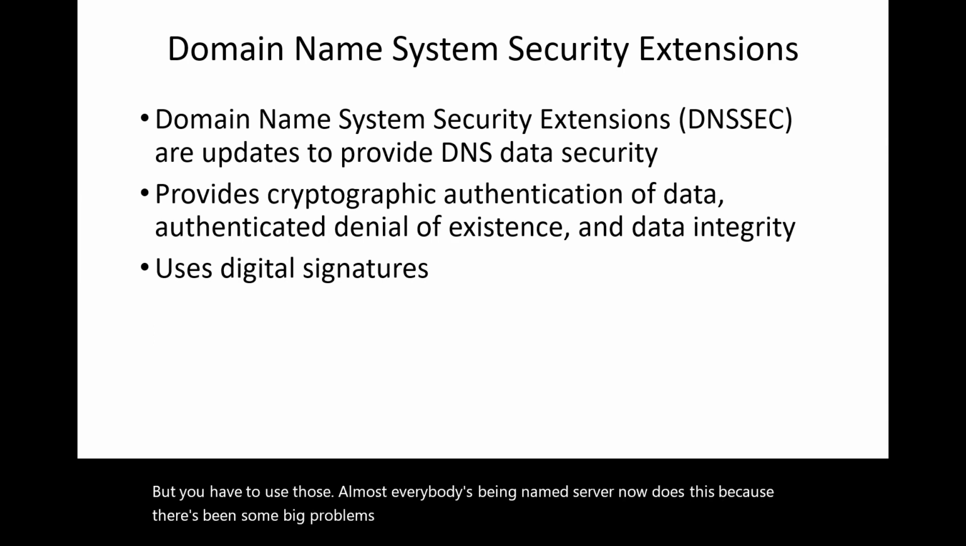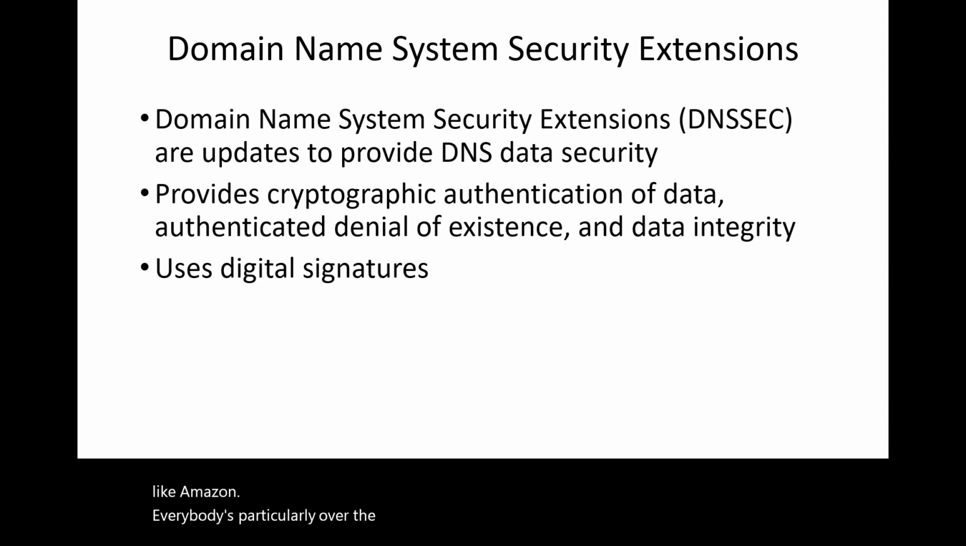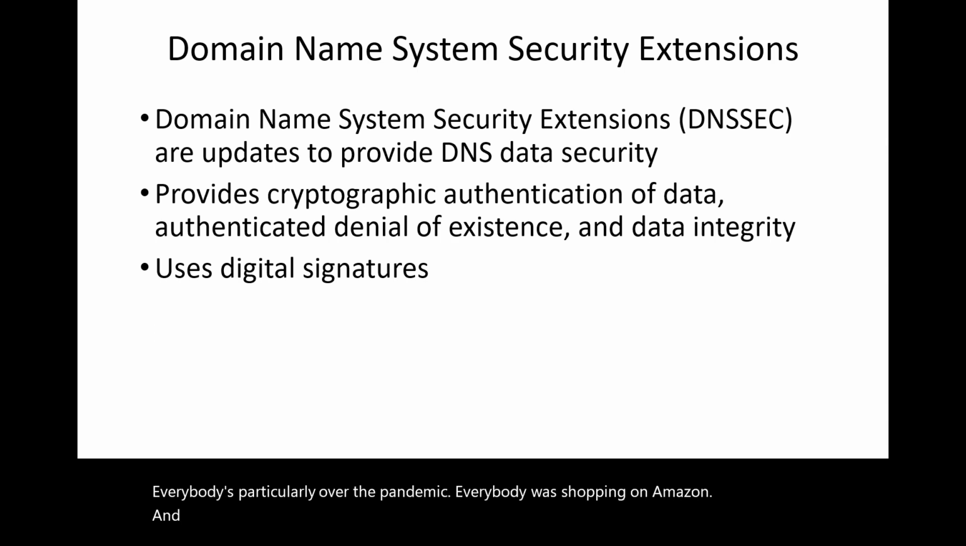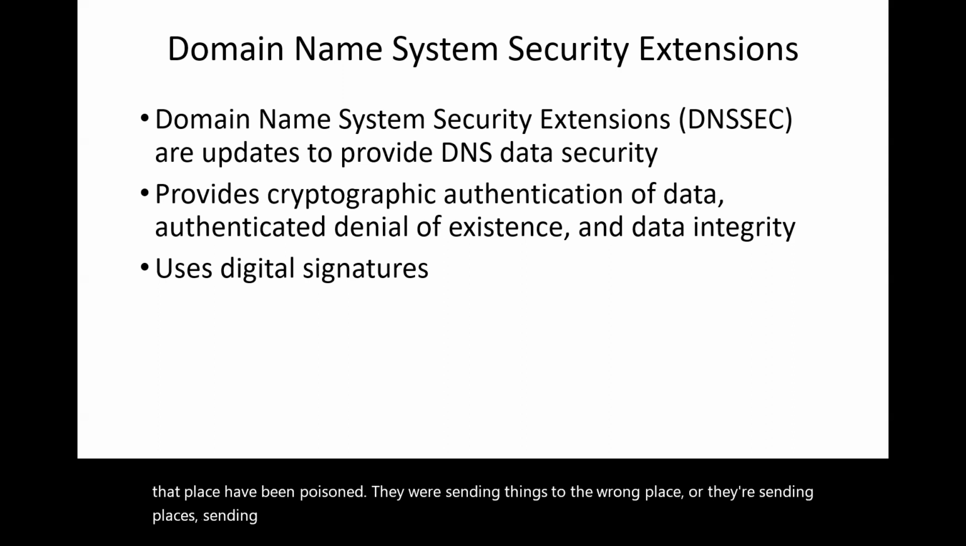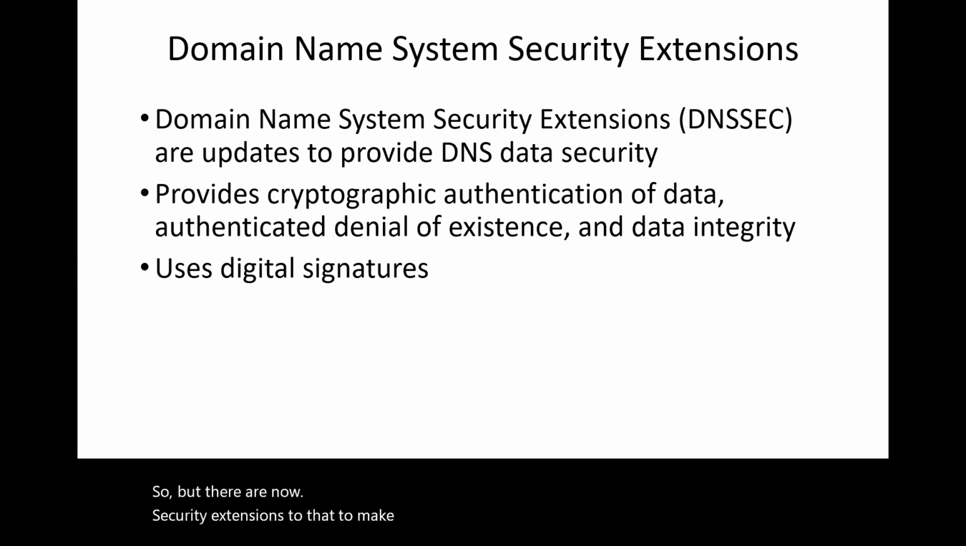Some of the domain name servers took out the addresses for like Amazon. And particularly over the pandemic, everybody was shopping on Amazon. But it wasn't working in certain areas of the country because the domain name servers in that place had been poisoned. They were sending things to the wrong place, or they were sending them off to places that don't exist. But there are now security extensions to that to keep that from happening.